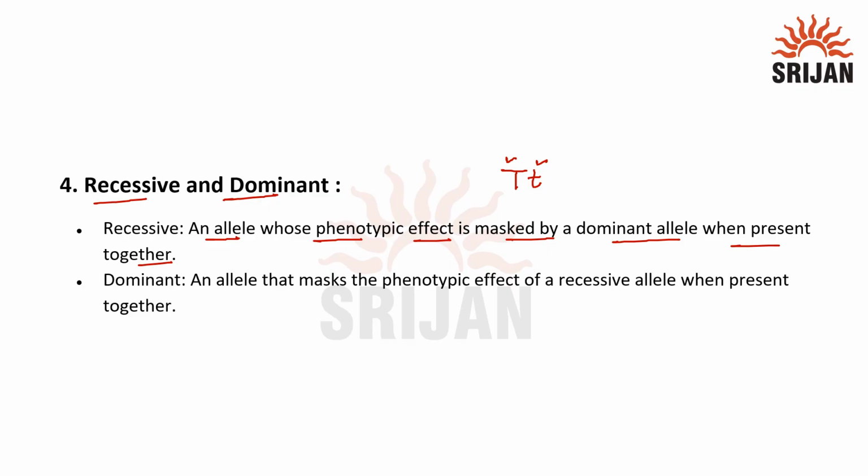This is because when both the alleles are present together, the effect of small t is masked by the effect of capital T. Hence this is going to be recessive allele. Next is dominant, an allele that masks the phenotypic effect of recessive allele when present together. In this case, it is capital T. Capital T is going to mask the effect of small t, and hence capital T is dominant.